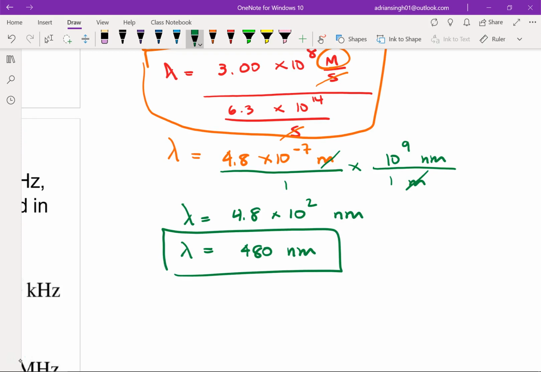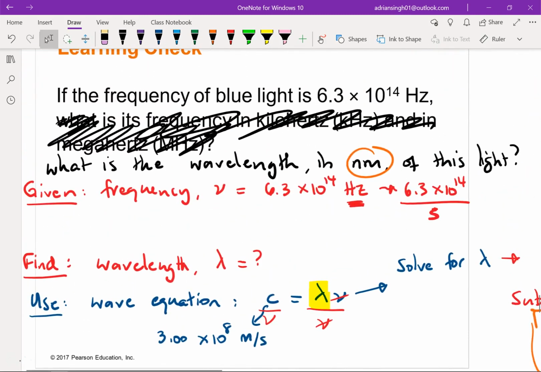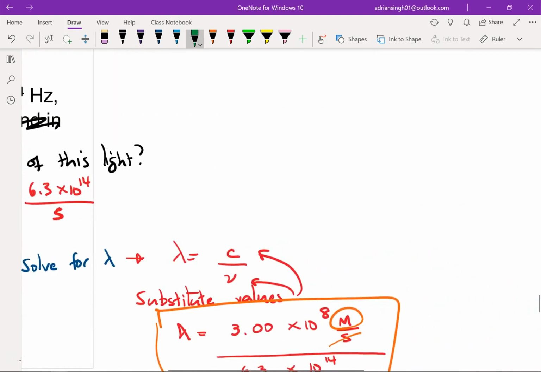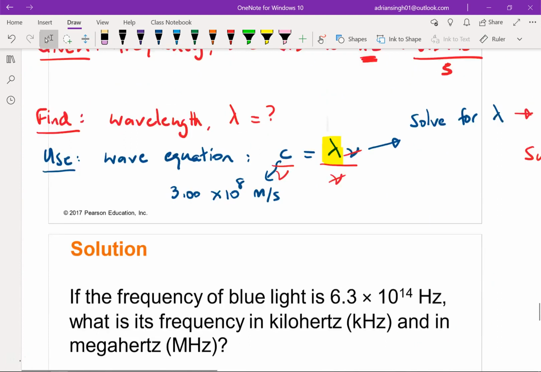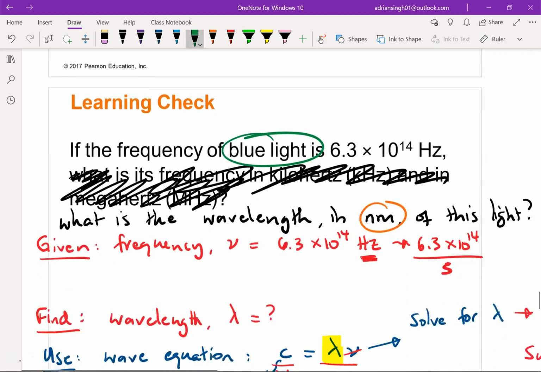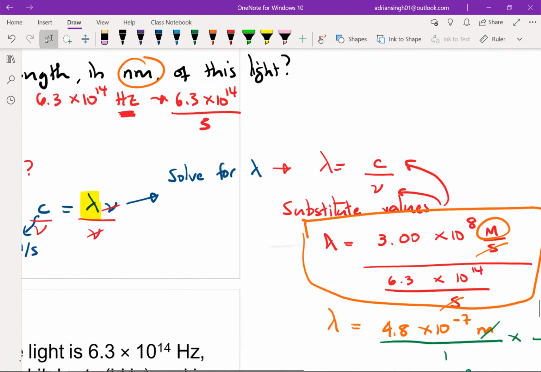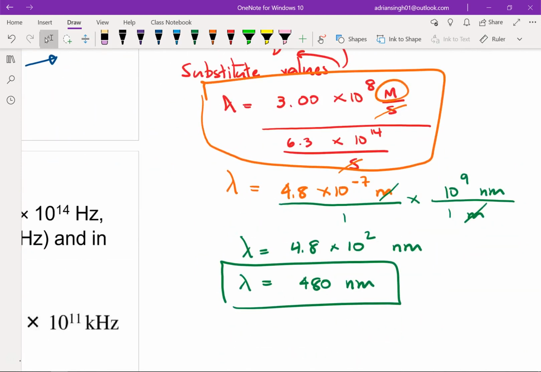And we said initially this was blue light. Yep, it was blue light to begin with, right? So this wavelength makes a little bit of sense, right? If you go back to your electromagnetic spectrum, you'll see this is where blue light actually resides on that spectrum, right? It's somewhere in this region here, or 480 nanometers. All right, so you're going to have to do several of these types of calculations, especially in your study module. So that's why I wanted to walk you through how to use that wave equation to solve it.